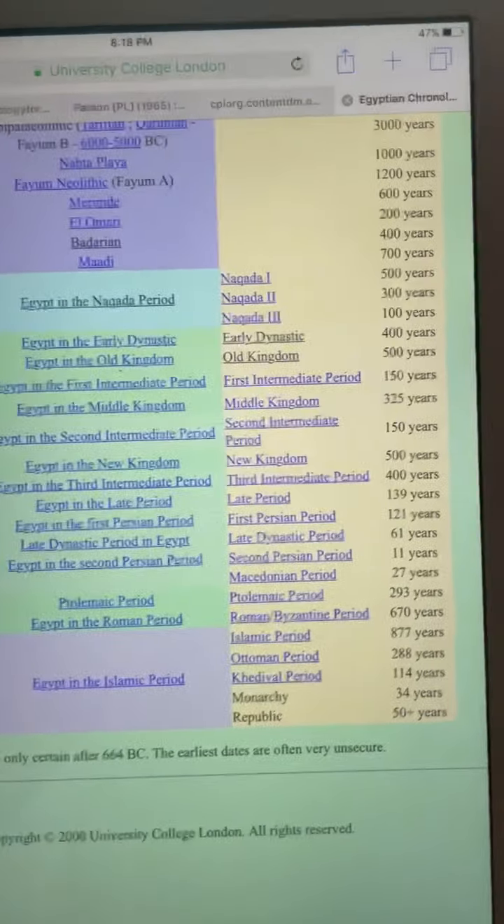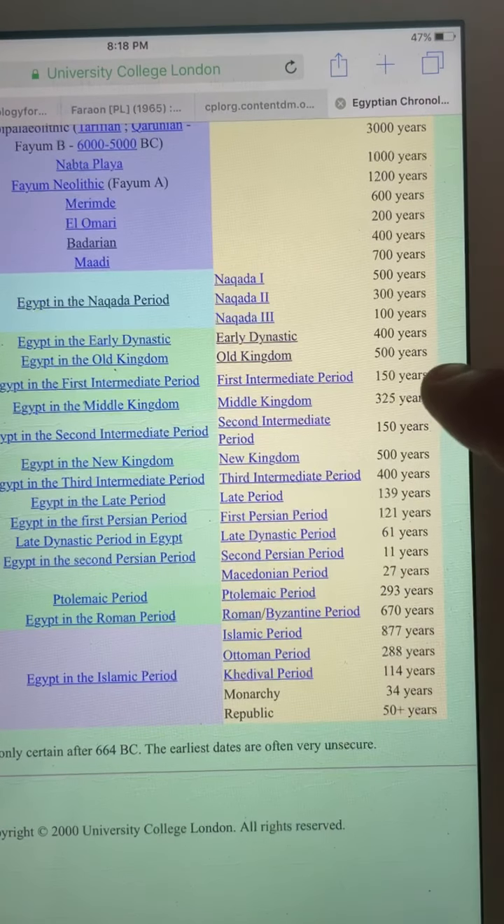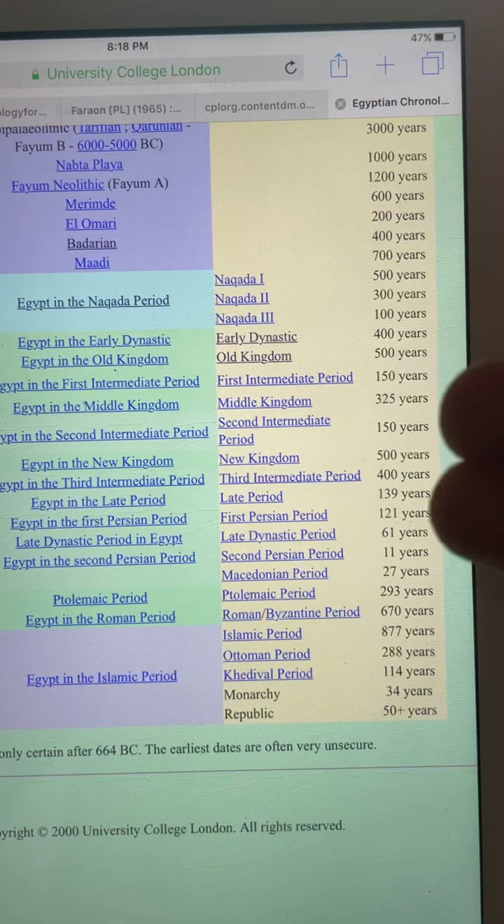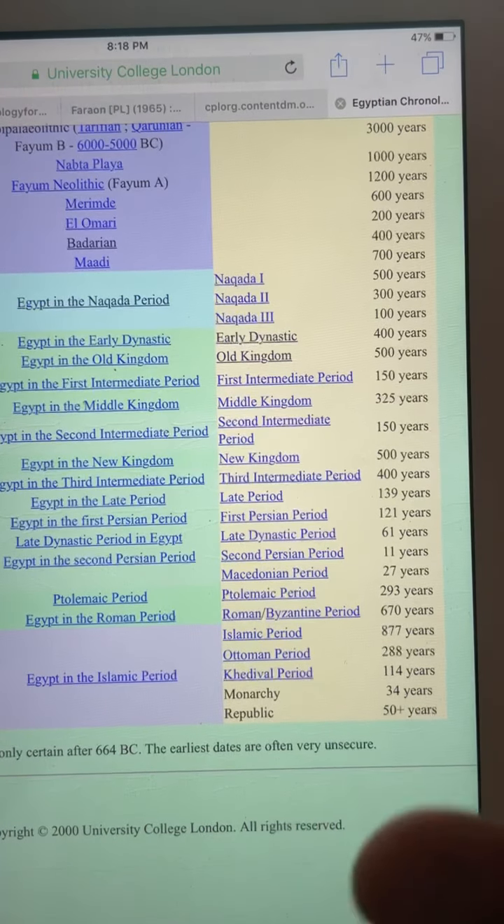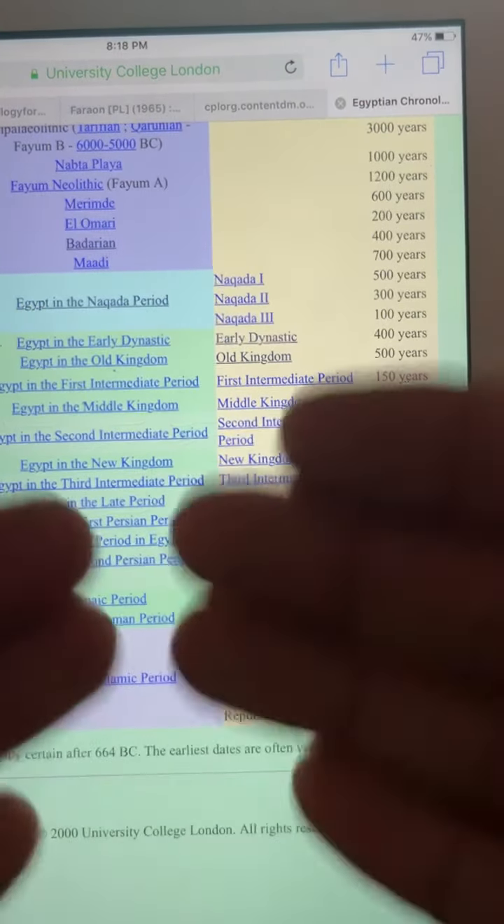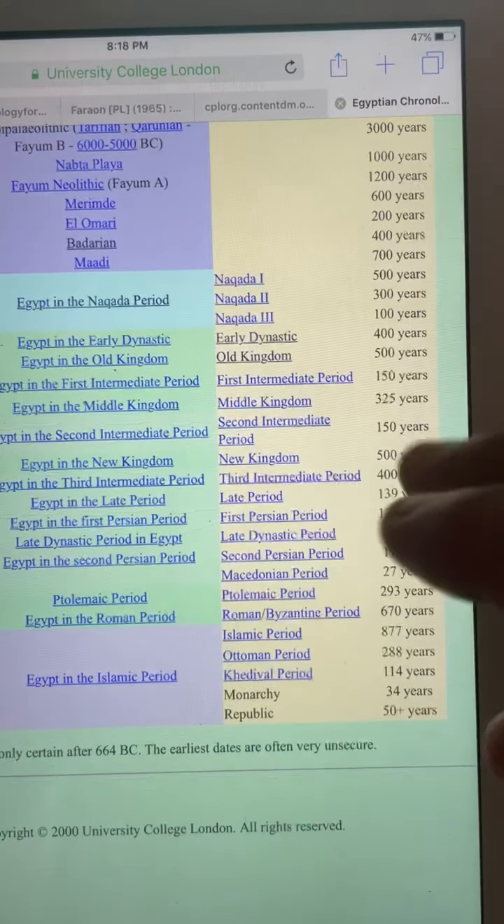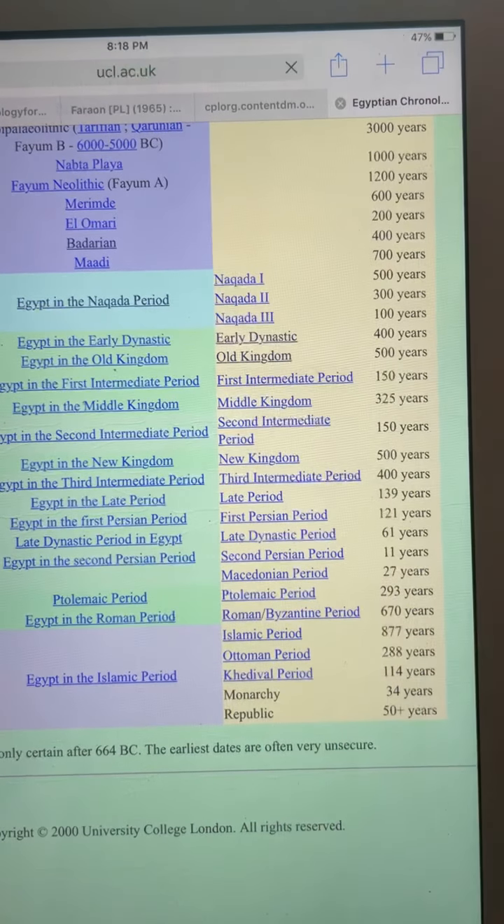So continuing on, the First Intermediate Period lasted about 150 years. Remember, these dates change all the time. This is by far one of the best sources of updated information when it comes to archaeological sites. So you can see the evidence for those time periods. Let me just go through the kings first. First Intermediate Period, we're not going to go too much into it.